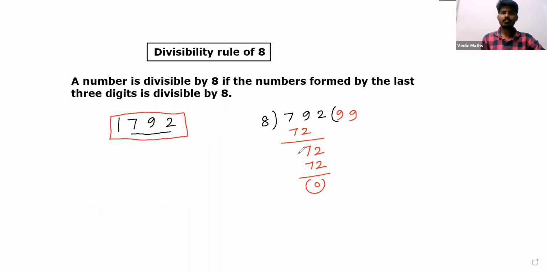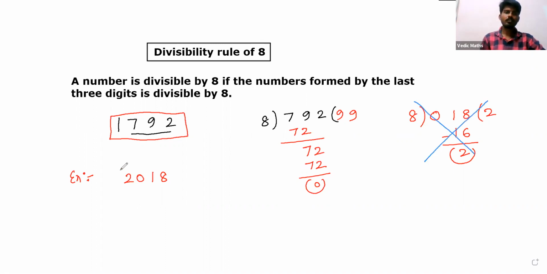Let me take another example. Try to understand the concept. Suppose 2018. Take the last three digits, 018, and divide this number by 8. You can take 2 times, so 16 you will get here and 2 will be the remainder. That means it is not exactly divisible. So we can say that 2018 is also not divisible by 8.